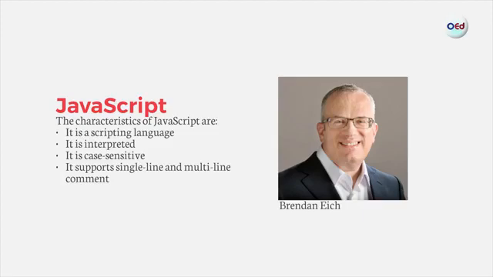Some of the characteristics of JavaScript: since JavaScript is a scripting language, it is interpreted, meaning that it is compiled to machine code on the fly. It is translated to machine code on the fly. It doesn't really need a compile time, though it does have a parser.